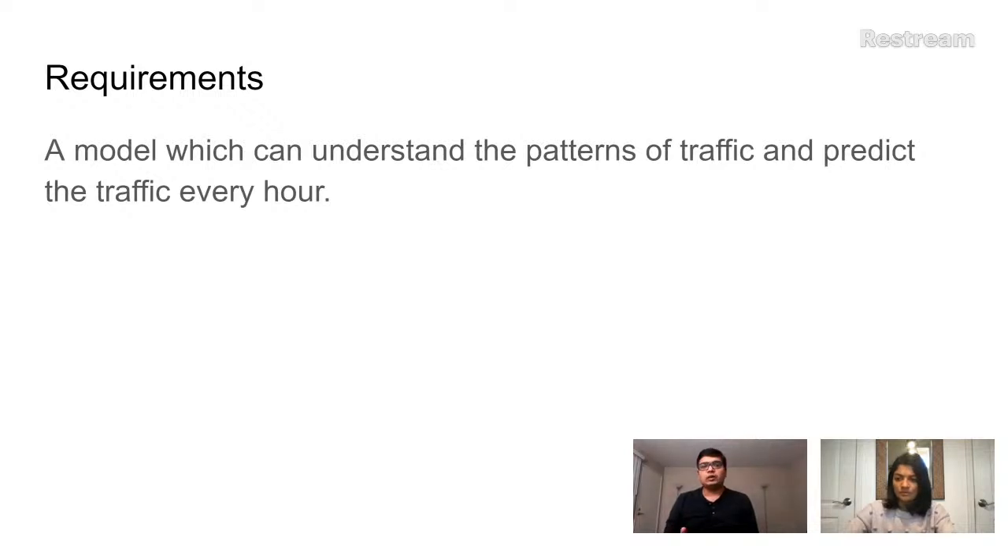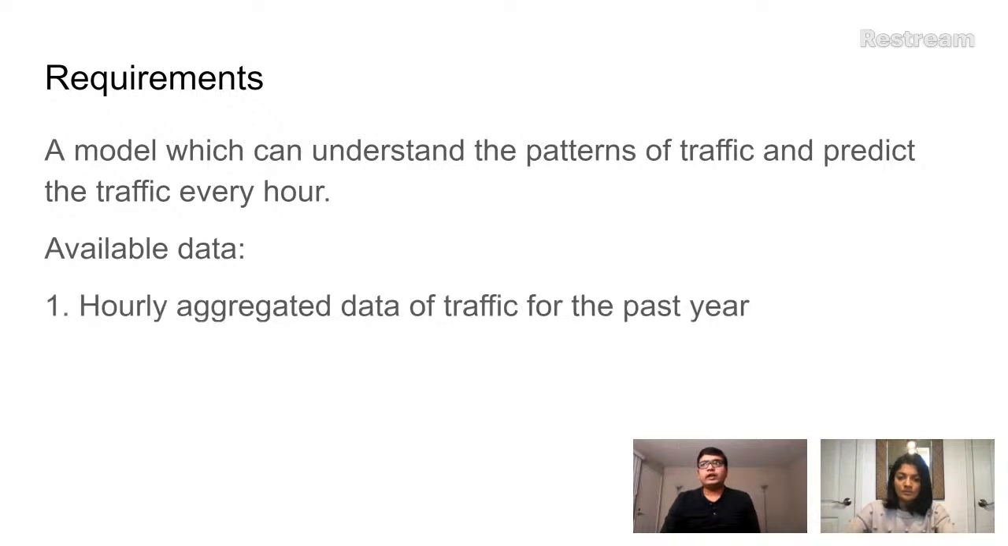This is an arbitrary constraint I've set here, that we want to be able to predict traffic every hour. This could be every minute. The granularity can change, but for the simplicity of our discussion, I'm setting it to an every-hour prediction. And this is the available data that you have. You have hourly aggregated data of traffic for the past year, because we are saying that you want to predict the traffic every hour.